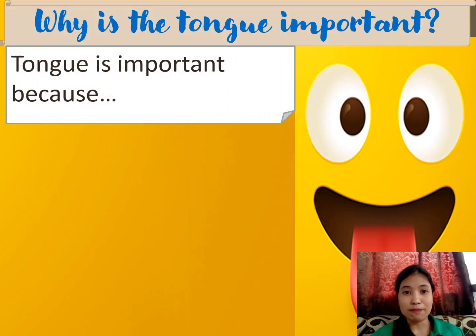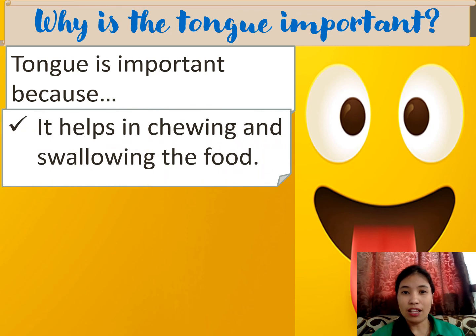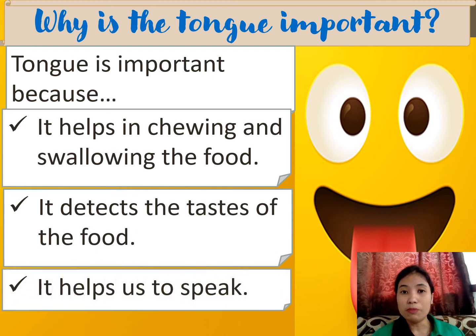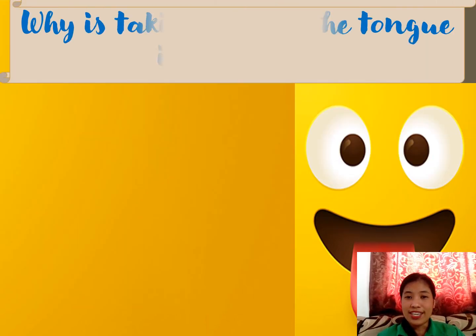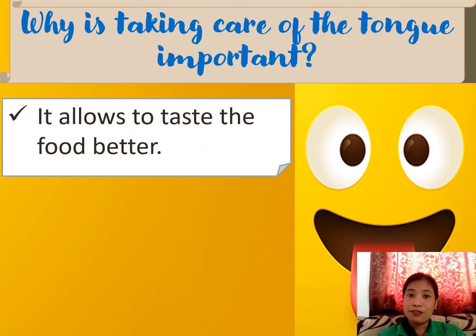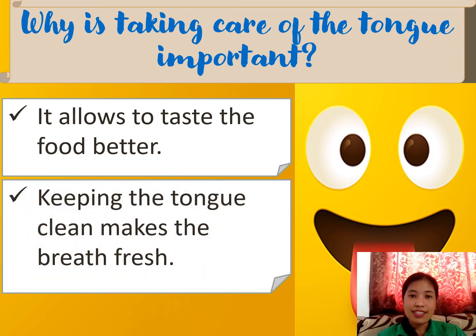The tongue is important because first, it helps in chewing and swallowing the food. Next, it detects the taste of the food. And lastly, it helps us to speak. Those are the importance of the tongue. Why is taking care of the tongue important? First, it allows us to taste the food better. Next, keeping the tongue clean makes the breath fresh. So, don't forget to take care of your tongue.